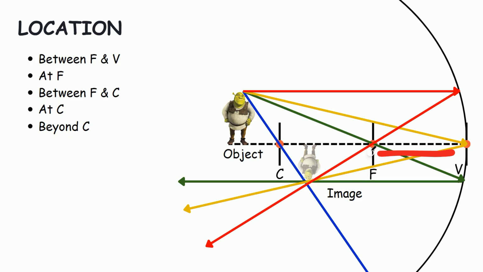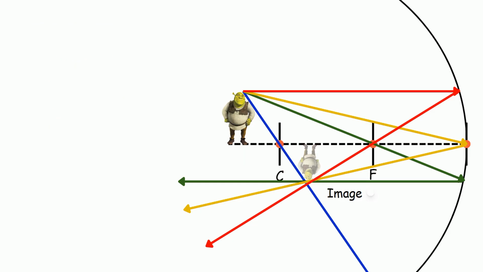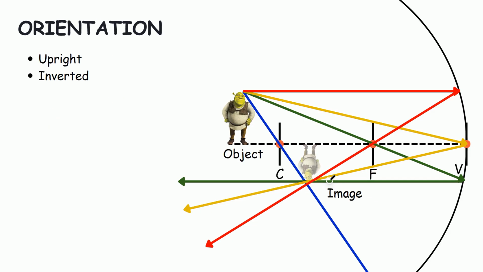At F, pwede sad nga ra ang image. Between F and C, at C, and beyond C. So ang kining sa ato Shrek anhi kay nabilong siya sa between F and C, or the between focal point and center of curvature. And now for the orientation, we have upright and inverted. So as you can see, nabaling nga rin si Shrek. So ang sa may pasabatan na, inverted siya.